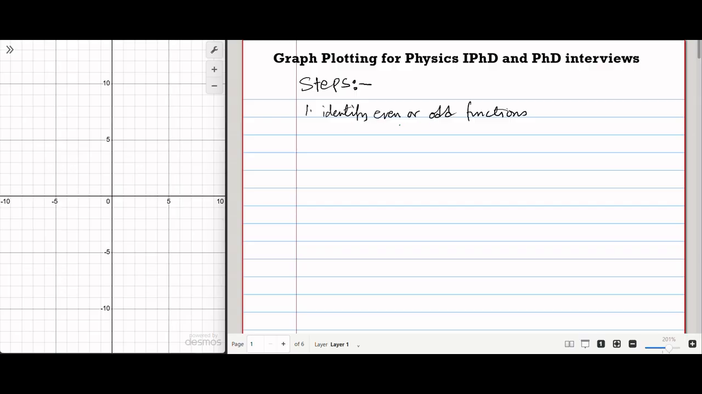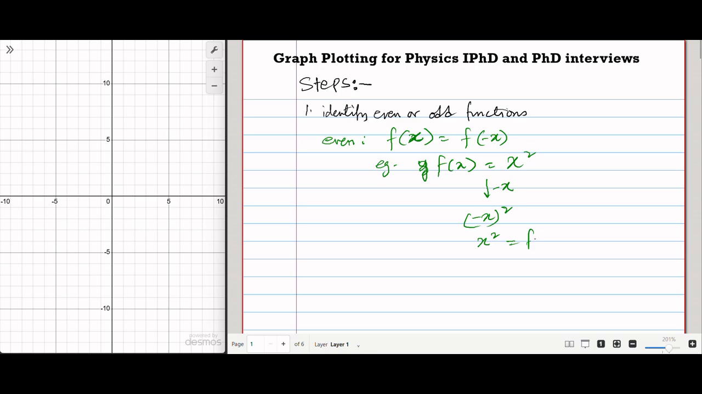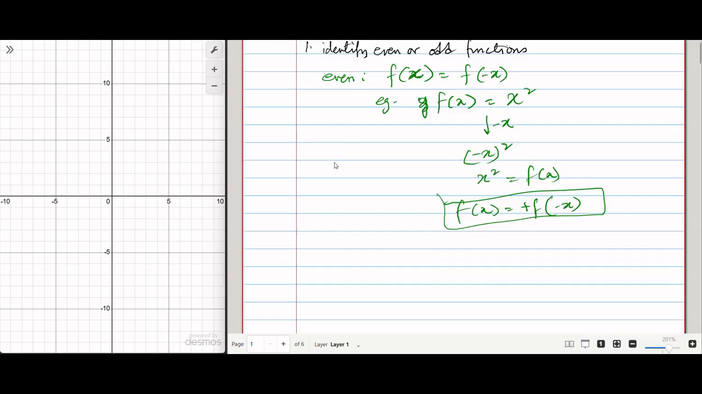First is to identify the even and odd functions, whether a function is even or odd. What is the condition for an even function? If we put minus x instead of x in the function, then we should get back the original function. For example, if f(x) is x square, then if we put minus x instead of x, what should we get? Minus x square, which is x square, the original function. So f(x) equals f(minus x). This is the condition for an even function.